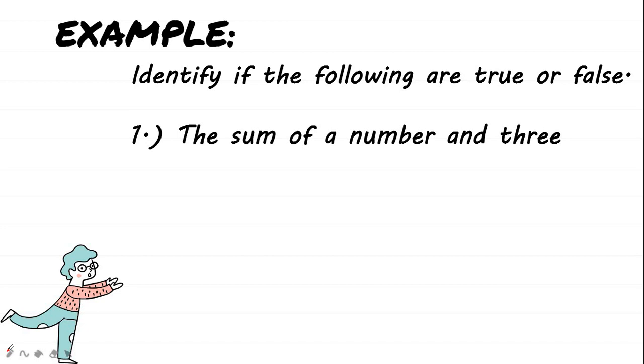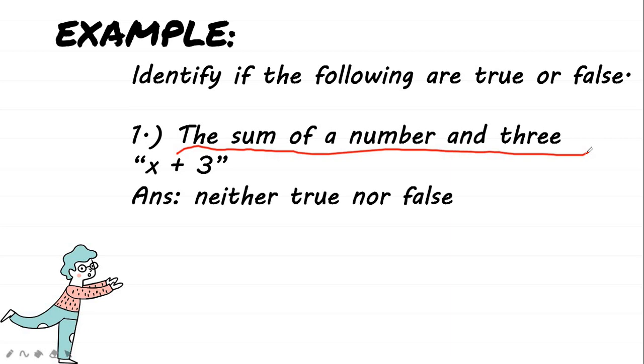For number 1, we have the sum of a number and 3. In this case, this is not considered a mathematical statement. This is only an expression. Therefore, this does not mean it is true or false. The sum of a number and 3 can be represented as x plus 3. And the answer is neither true nor false.